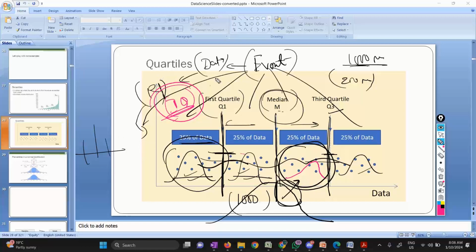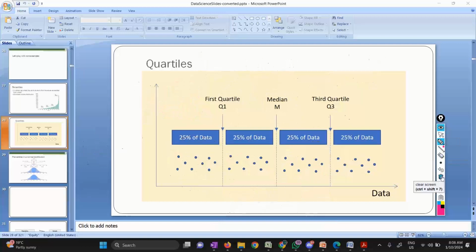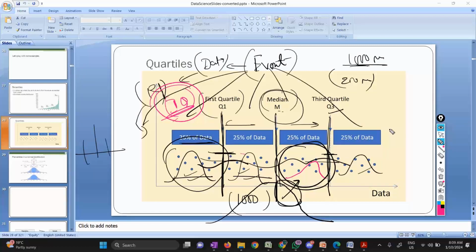Fine. That was quartiles. Now going deeper into quartiles, going a little deeper. What did I do? Do you want the snapshot picture of it or the video is enough, right? Correct? Video is enough. You can take a snap there.